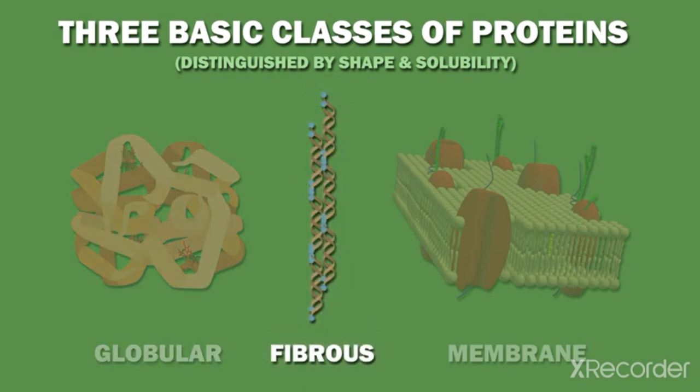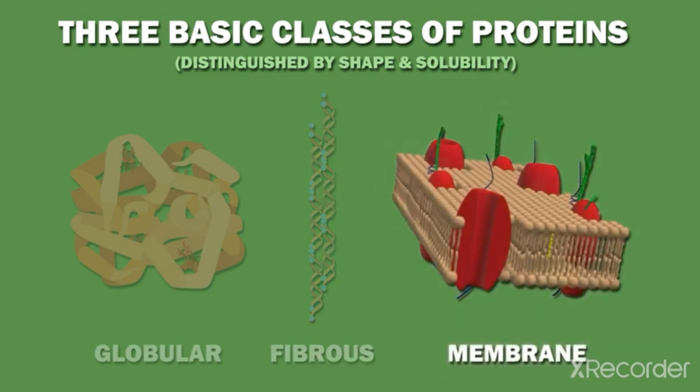Fibrous proteins are simple, linear structures which have structural roles and are insoluble. Lastly, membrane proteins are associated with cell membranes.